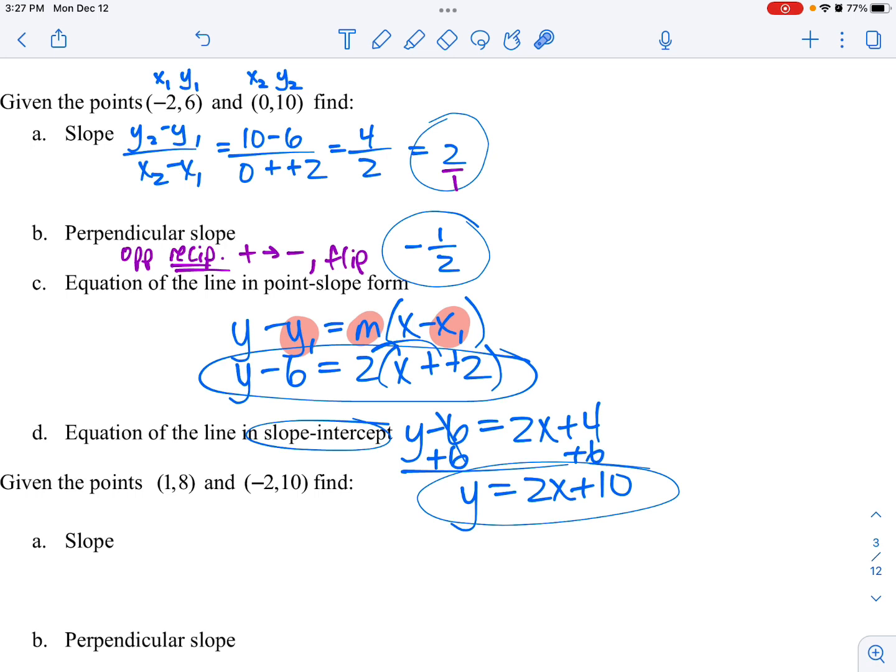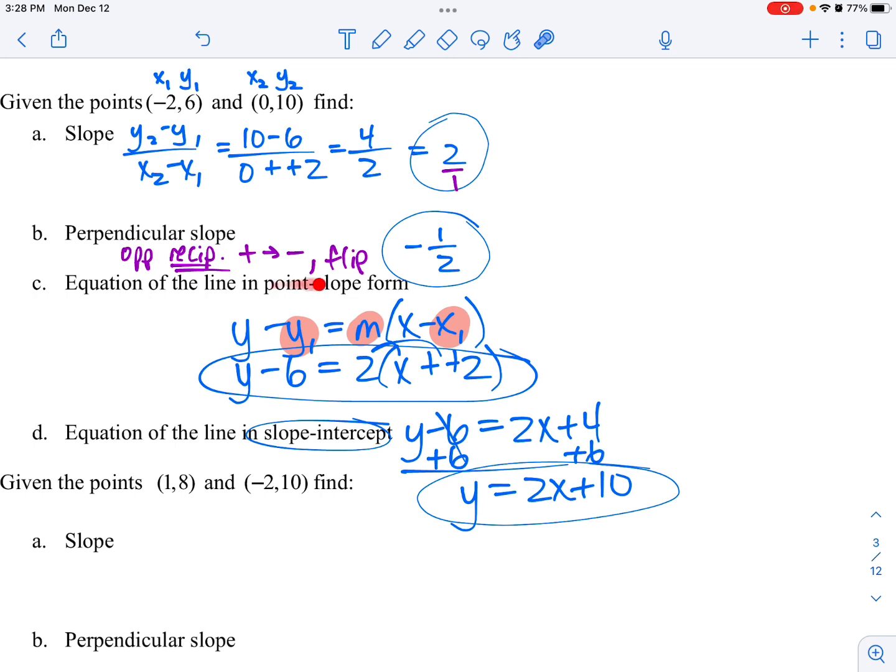So we have 4 different answers. Here's the slope. I use the slope formula. Here's the opposite reciprocal slope. That just means make the sign the opposite. So if this was negative, it would change to positive. Since it's positive, it changed to negative. And then flip the fraction. Flip it. If it's not a fraction, put it over 1 and then flip it.